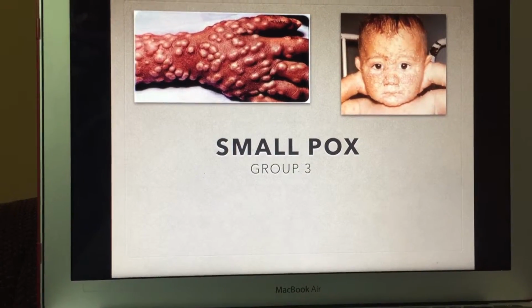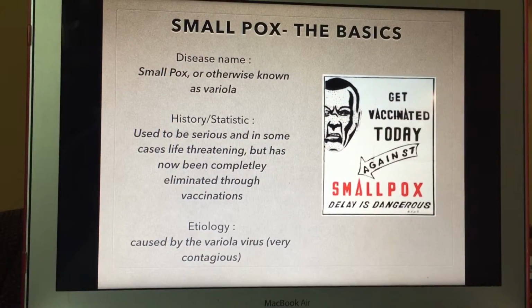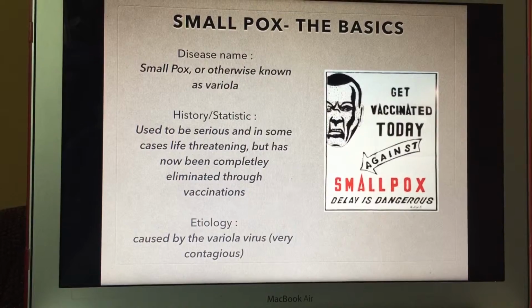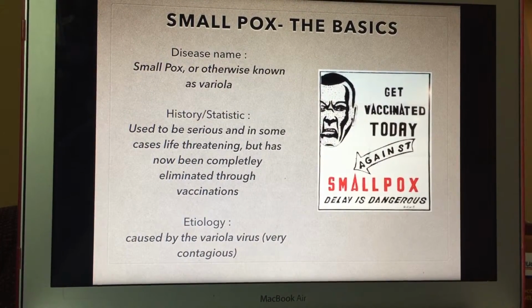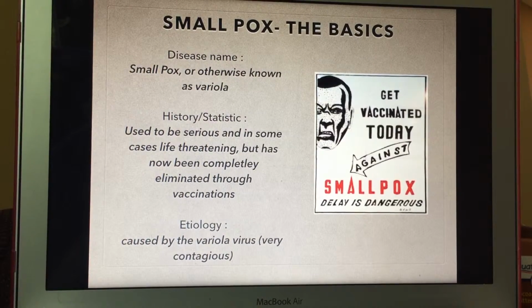Alright, so this is group 3. We did our research on smallpox. So smallpox is also known as variola. The variola virus is what causes smallpox. Smallpox is an acute, contagious, and sometimes fatal disease.